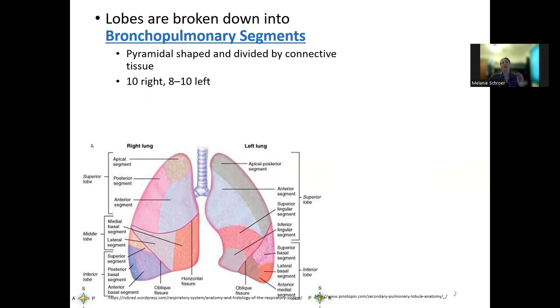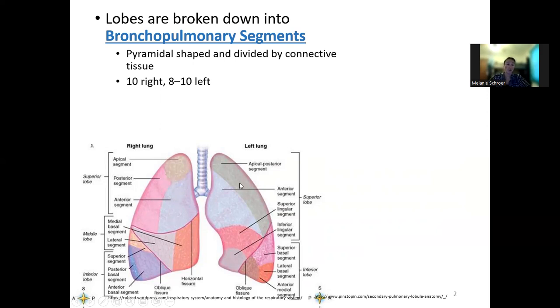The lobes themselves are further divided into segments. We call these bronchopulmonary segments. We can see here the superior lobe of the right lung is divided into 1, 2, and 3 different segments, and so on and so forth.